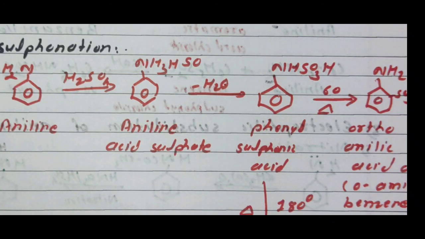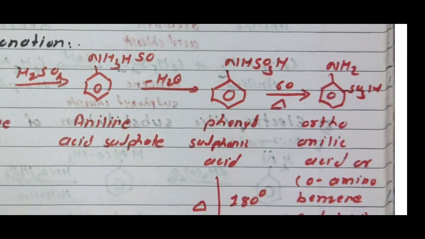Then the last reaction is the sulfonation reaction. Sulfonation means introducing an SO3H group to the benzene ring. Therefore aniline reacts with H2SO4, forming aniline hydrogen sulfate. Then, releasing a water molecule, phenyl NHSO3H is formed, with the benzene ring attached to NHSO3H. The name of this compound is phenylsulfamic acid.